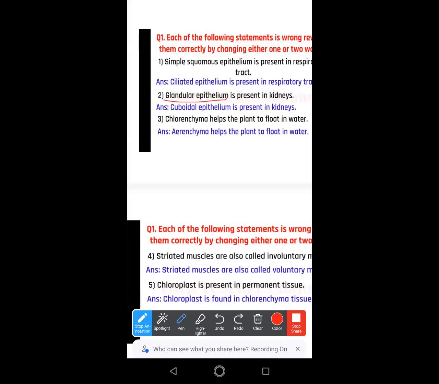Glandular epithelium is the wrong word here. So what is present in our kidneys? Cuboidal epithelium is present in our kidneys, not glandular epithelium. So this is the correction we have to make in the second question. Note it down.